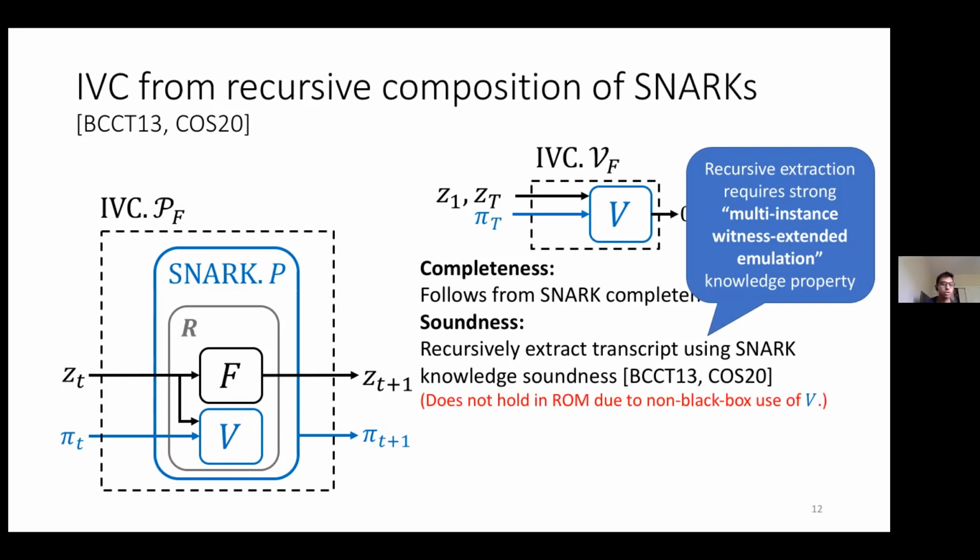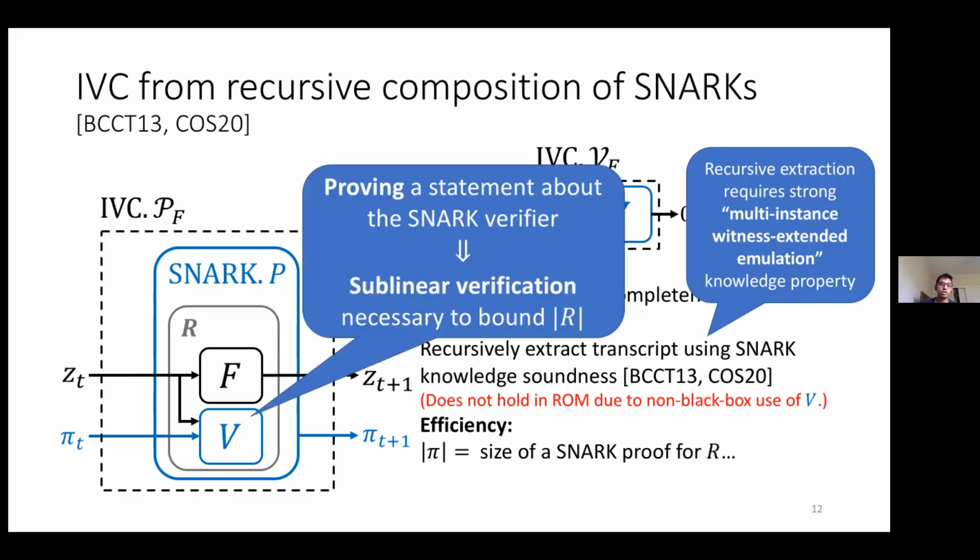but there are two caveats. First of all, it doesn't hold in the random oracle model due to non-black box use of the SNARK verifier, right? Because you can't have oracles in your circuit. And the efficiency is that pi is just the size of the SNARK proof, and it places restrictions on the kinds of SNARKs that we can use. Because we're proving statements about the SNARK verifier, when you express the SNARK verifier as a circuit, it must be sublinear in the size of R. So a verifier for R must be sublinear in the size of R. This means that you necessarily need sublinear verification for your SNARK, which limits the kinds of SNARKs that we can use.